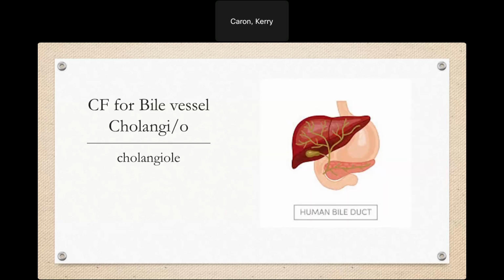Now, cholangio, if you remember, angio is vessel, and we said vessel of any kind, right? So not necessarily a hemangio or a blood vessel. Cholangio is a bile vessel. And in this example, cholangiole, making it smaller, it's a smaller version of a bile vessel.